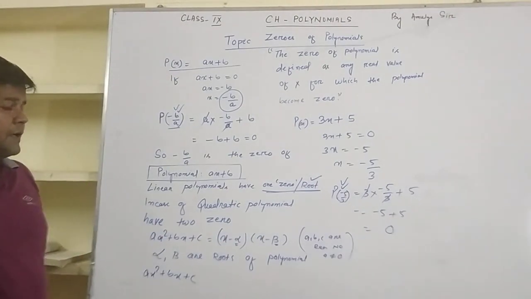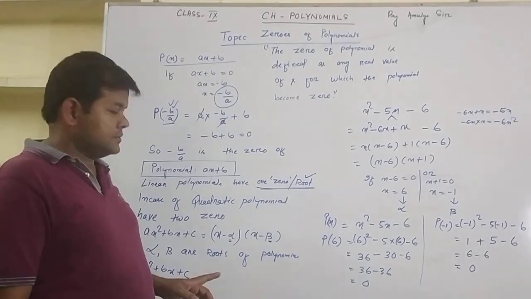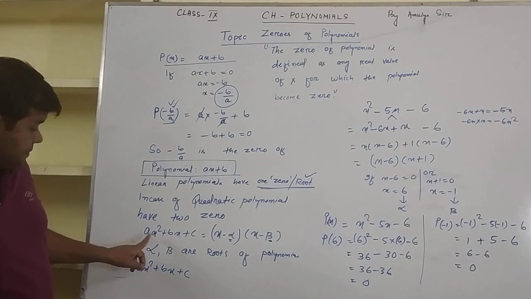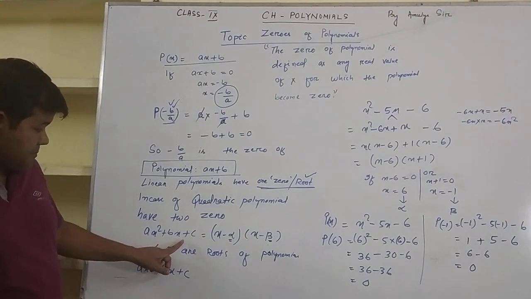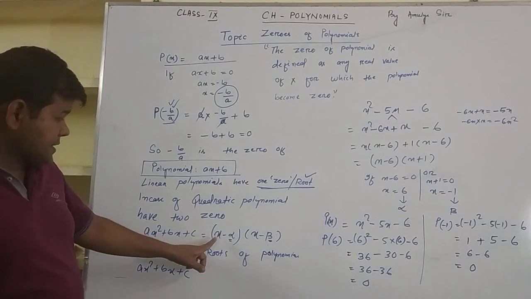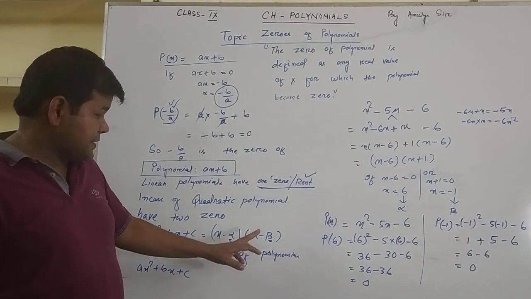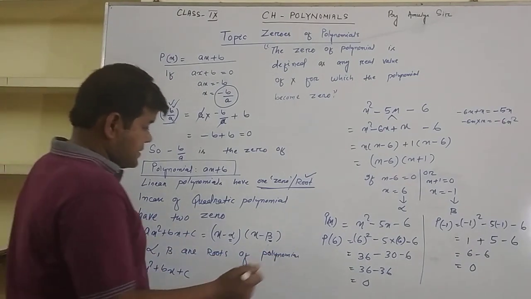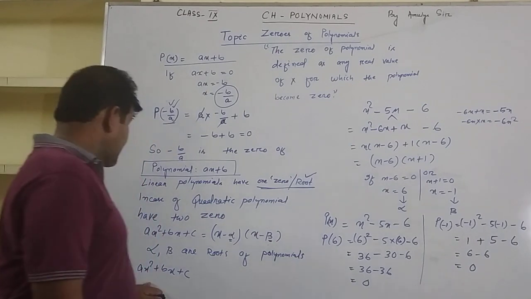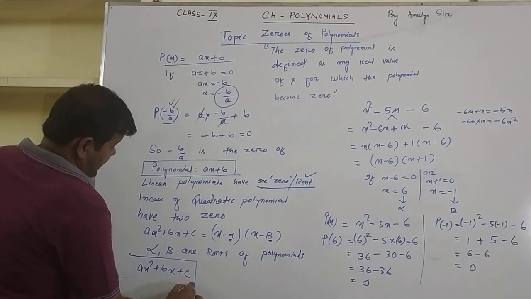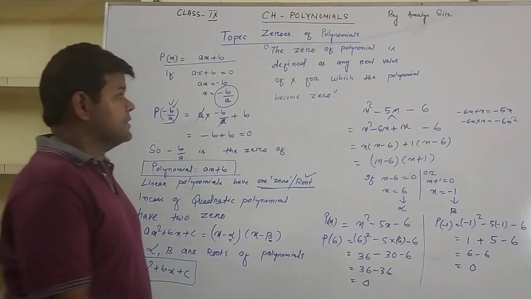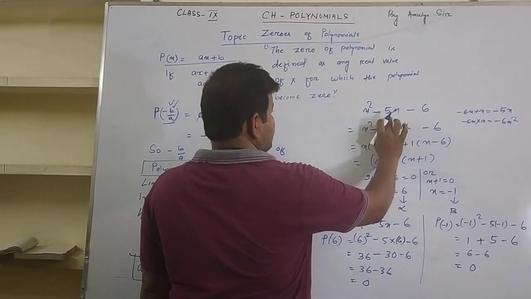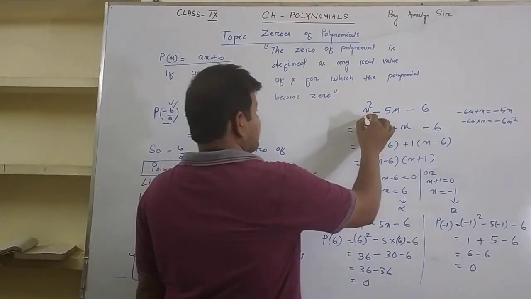We will take one example and explain this. If ax square plus bx plus c can be written in the form x minus alpha, x minus beta, then alpha and beta are the zeros of the polynomial. So ax square plus bx plus c is the standard form. Take one example: x square minus 5x minus 6. This is a quadratic polynomial.